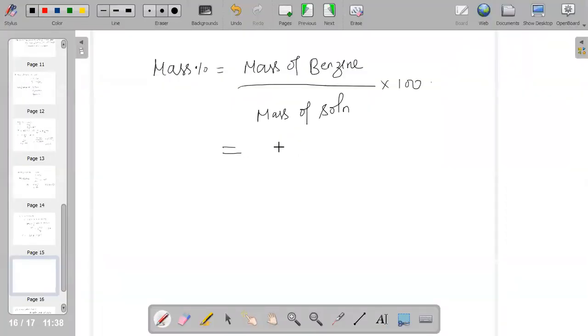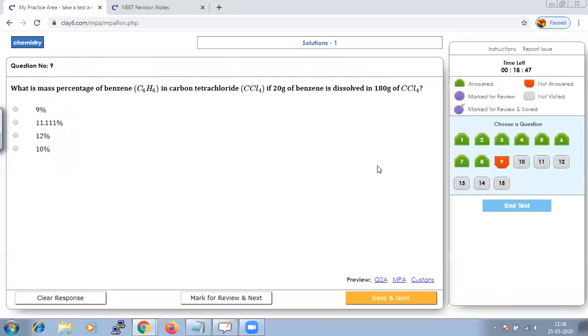Mass of benzene is 20, but here I don't need only CCl4, I need the mass of the solution, which is a combination of benzene as well as CCl4. That means our mass of the solution will become 20 plus 180, so it is 20 by 200. That means it should be 10%. So our answer should be D. Let us save that and go to next.